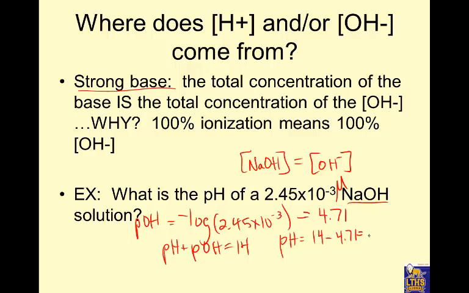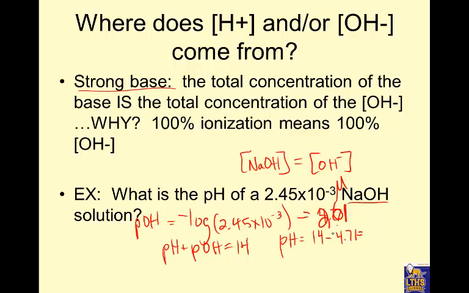Uh-oh. Maybe I did this wrong. Oh goodness, I better redo this one. Negative log. See, this is why it takes so long. So, negative log of 2.45 times 10 to the negative 3 is 2.61. I lied to you. It's 2.61.